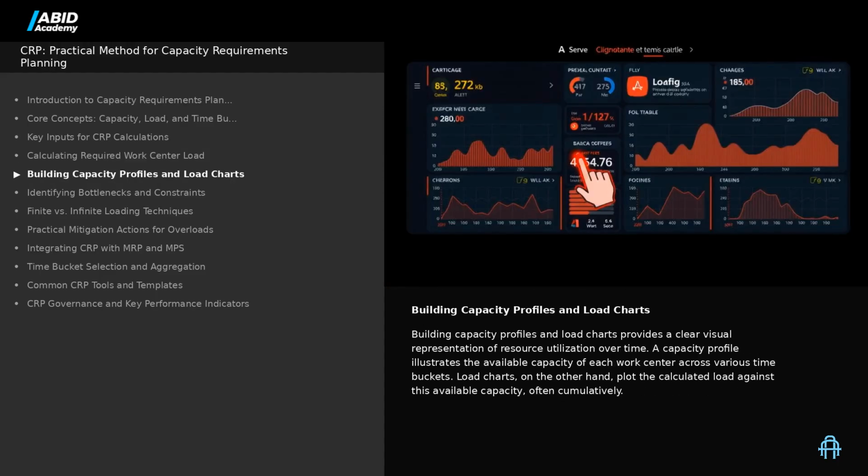Building capacity profiles and load charts. Building capacity profiles and load charts provides a clear visual representation of resource utilization over time. A capacity profile illustrates the available capacity of each work center across various time buckets. Load charts, on the other hand, plot the calculated load against this available capacity, often cumulatively.